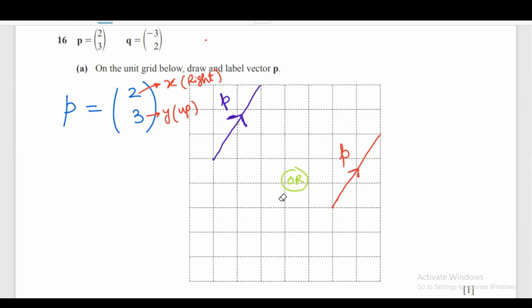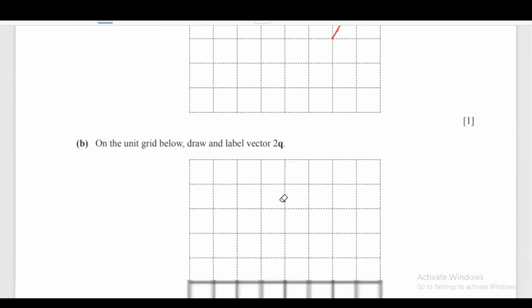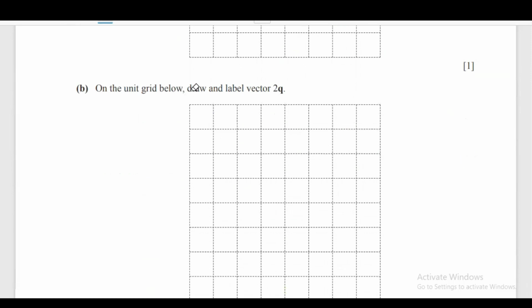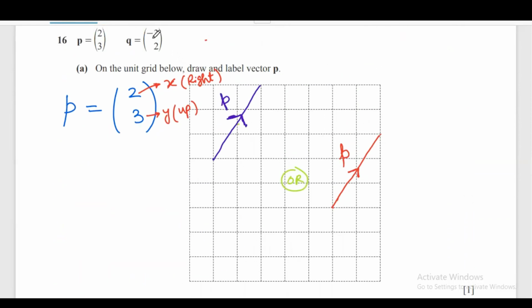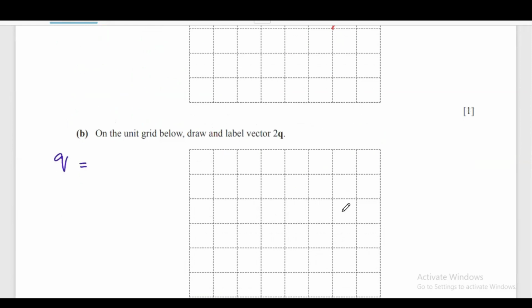Now, this was question part A, 16 part A. Now, move on to part B. In part B, on the unit grid below, draw and label vector 2q. So you should know where vector q is here. Vector q is given, which is (-3, 2). Yes, (-3, 2). So (-3, 2) is vector q.